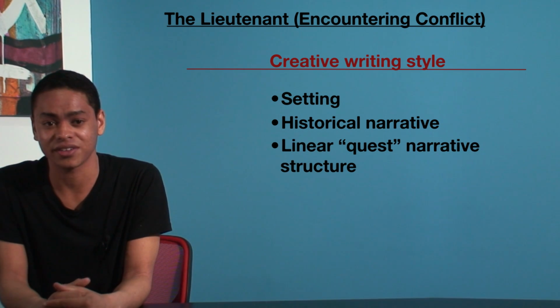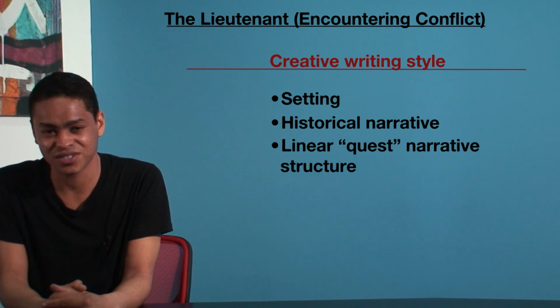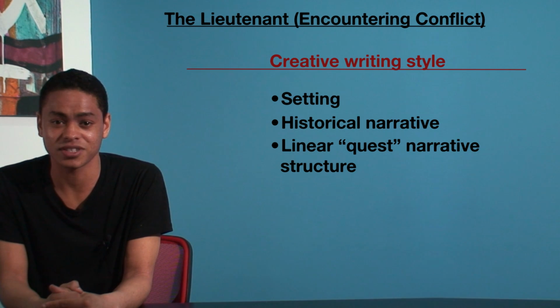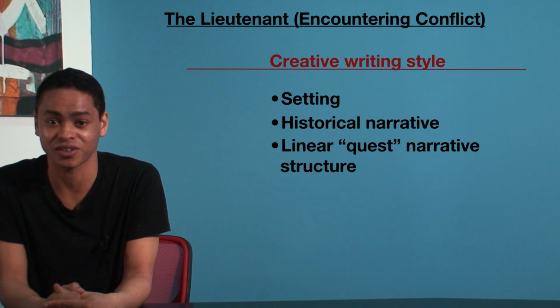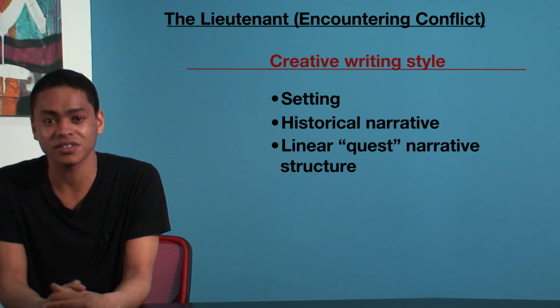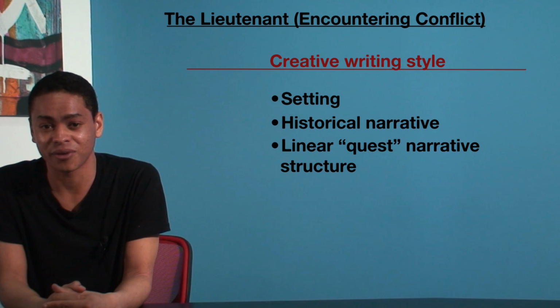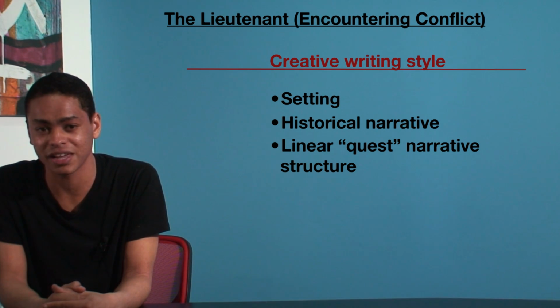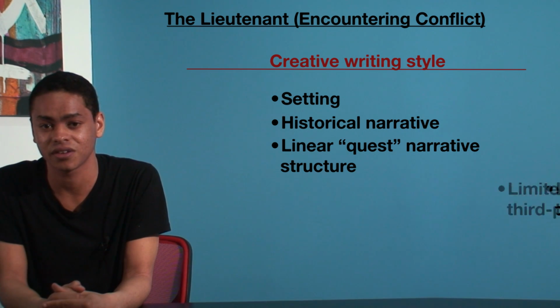Linear quest narrative structure. In many ways, the story represents a quest narrative in which the protagonist seeks to obtain a particular goal. For Rook, the goal is to find his place in the world. The narrator comments, "He had no evidence, but doggedly believed that there would one day be a place, somewhere in the world, for the person he was."